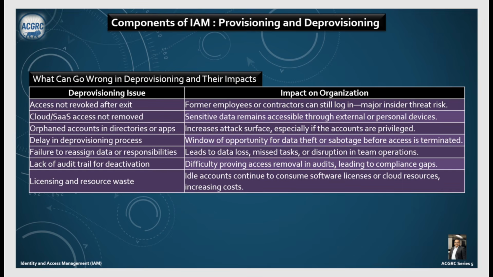The next is what can go wrong in deprovisioning and what would be the impact. Think it through. If access is not revoked after exit, former employees or contractors can still log in. That is a major insider threat risk. If cloud SaaS access is not removed, sensitive data remains accessible through external or personal devices. If there are orphaned accounts in directories or apps, it increases the attack surface, especially if the accounts are privileged. If there is a delay in the deprovisioning process, there are windows of opportunity for data theft or sabotage before access is terminated.